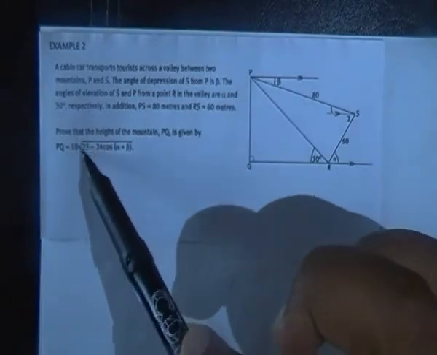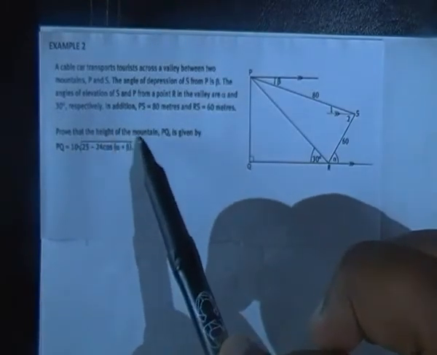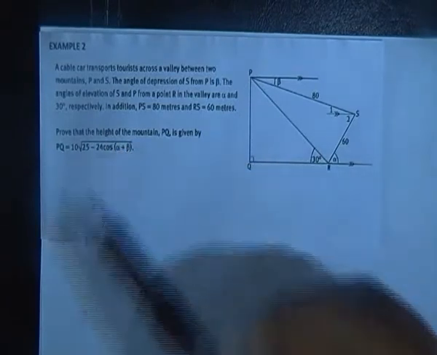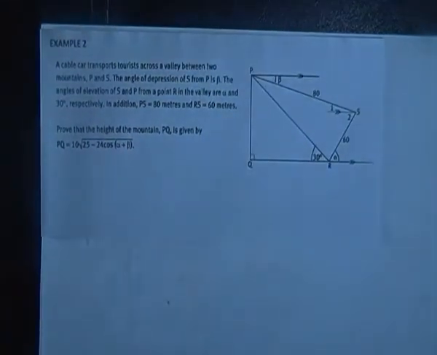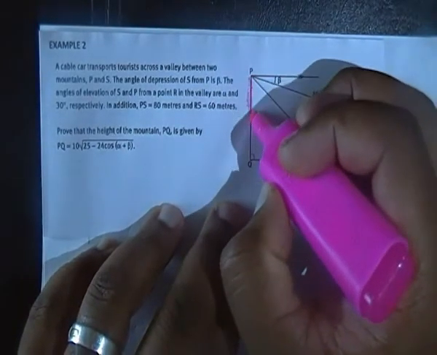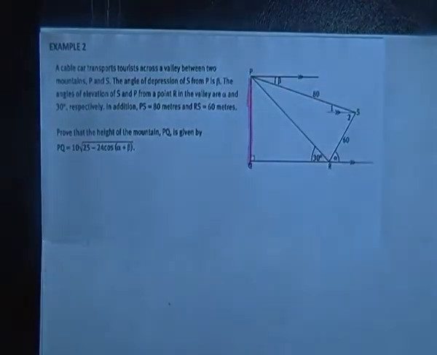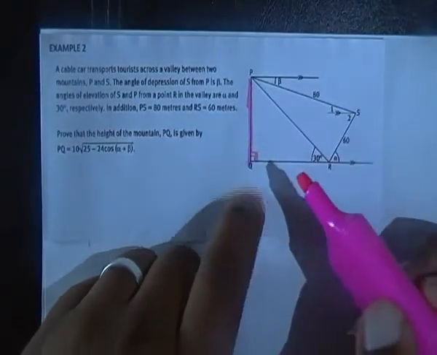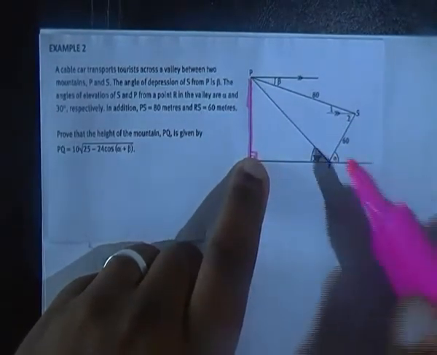Okay, these are the questions. Prove that the height of the mountain PQ, which is this length here, is given by that formula. So what is it that we need to find? We need to find PQ, this length here. How are we going to find it? Well, let's see, what do we have? This is a right angle, so that's 90. So we're just going to use our trig ratios.